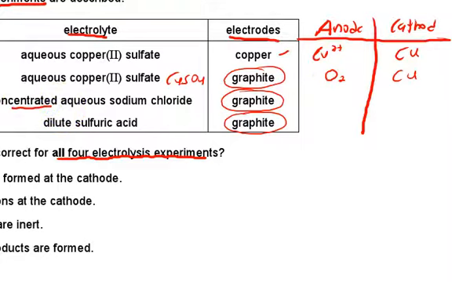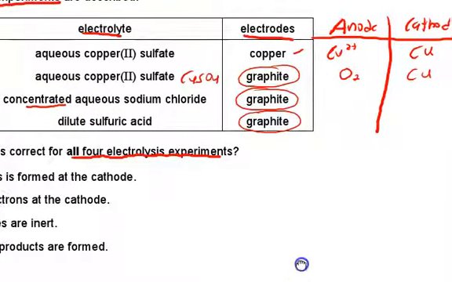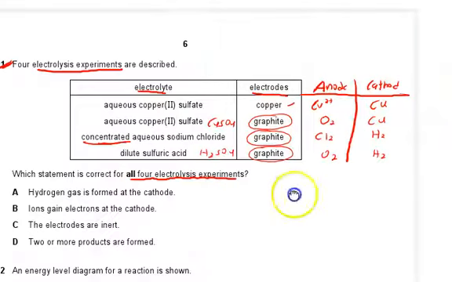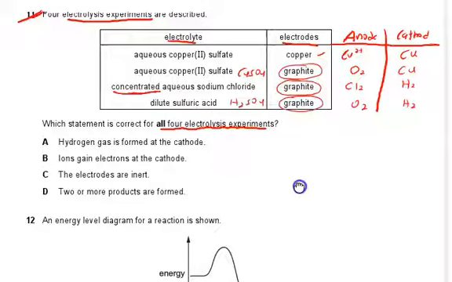For concentrated, this one is concentrated. So if it's concentrated, you won't be getting oxygen, you'll be getting chlorine. And here we will have hydrogen gas released. For dilute sulfuric acid, here we have oxygen and here we will have hydrogen gas. Okay, so now let us look at the answers given here.